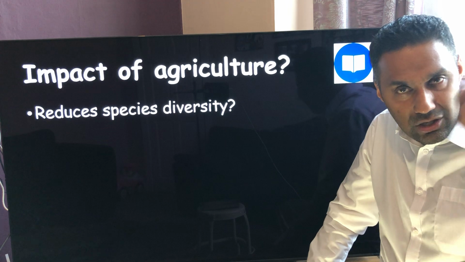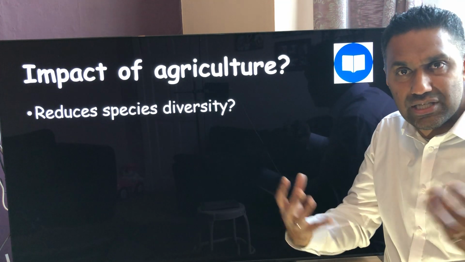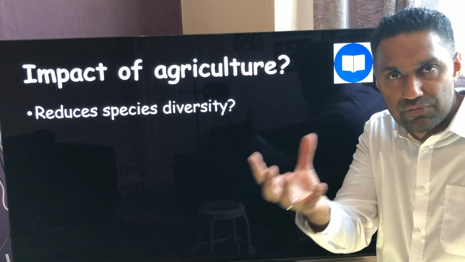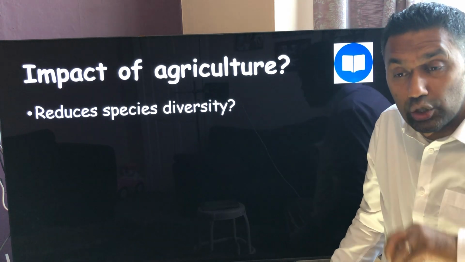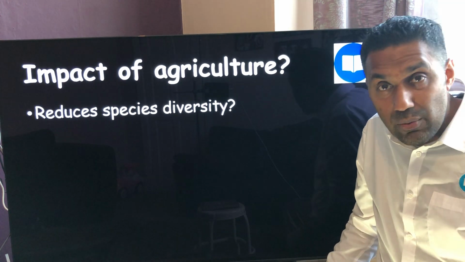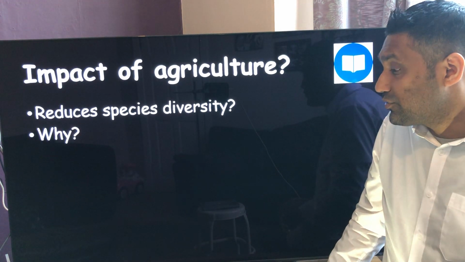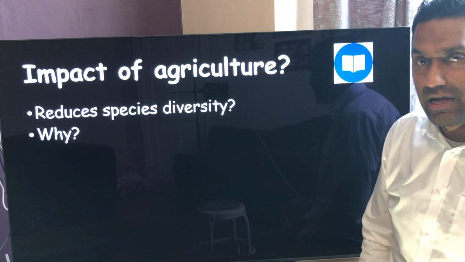If you just let the land naturally come to a climax community, let it grow by itself, it will have more species diversity and more variety and biodiversity, because it'll just carry on itself. When humans interact with it and just grow whatever they want to grow, it's going to reduce the species diversity. Okay? So how does it reduce the species diversity?